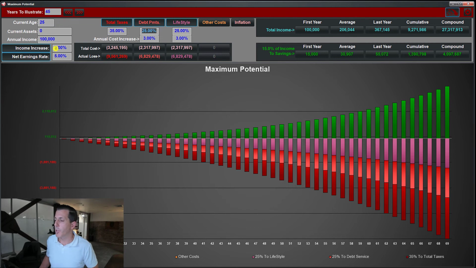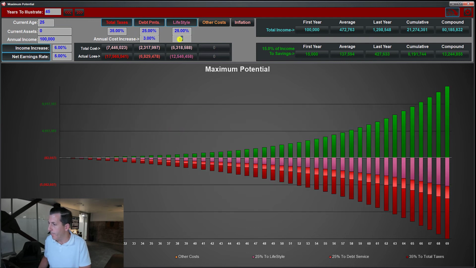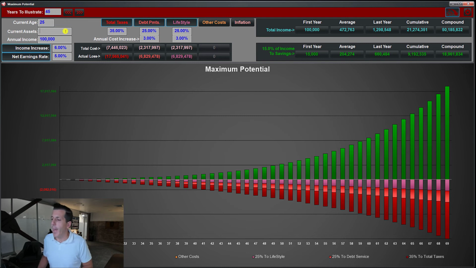So let's say that you were able to make an investment in your education every single year and be able to increase your income, let's just say by, instead of 3%, 6%. I'm going to go here and put this down to 3. Okay. So just that move alone, just by that focus, you can boost your wealth to $18.9 million.